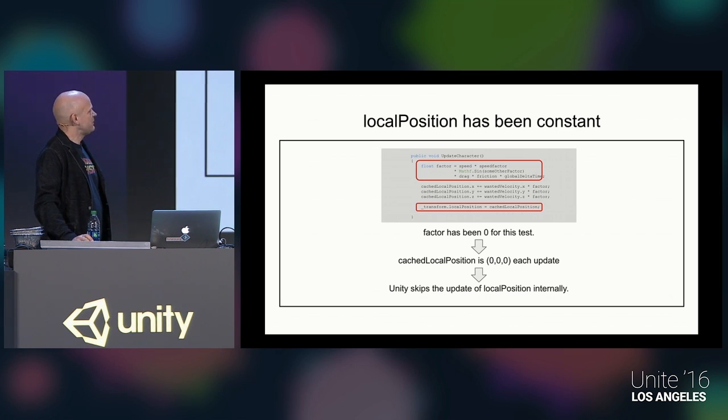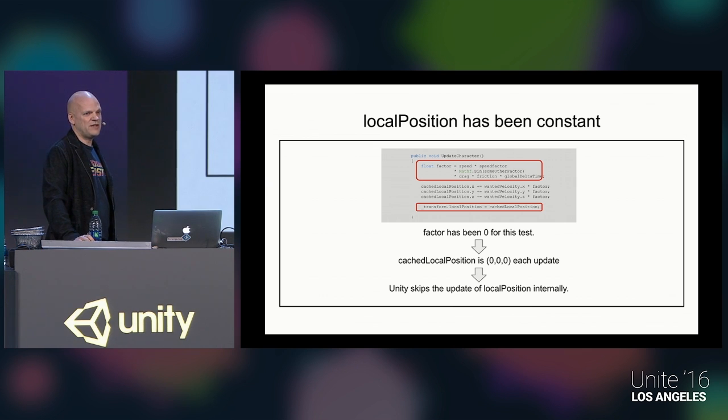The problem is that the factor was 0 all the way through because one of the floats was 0. So the local position is 0 in every update. And when Unity sets the same position as last frame, it skips it, which is nice. It hasn't always done that. But it's pretty nice that Unity makes that optimization for you. But that also means that setting the position hasn't been accounted for in this test.